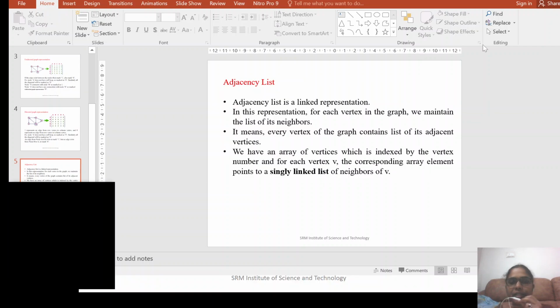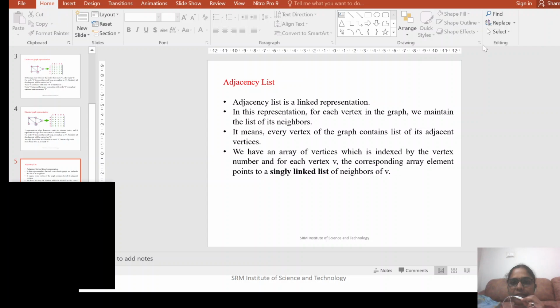The next consideration is the adjacency list. That means the same graph can be represented by using the pointer representation. That is the adjacency list. Adjacency list is the linked representation. Instead of representing a matrix, we will be using the pointer concept to represent the graph. In this representation, for each vertex in the graph, we maintain a list of its neighbors. It means every vertex of the graph contains a list of adjacent vertices.